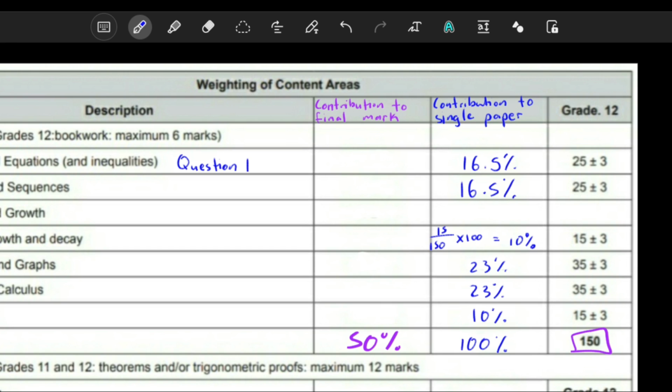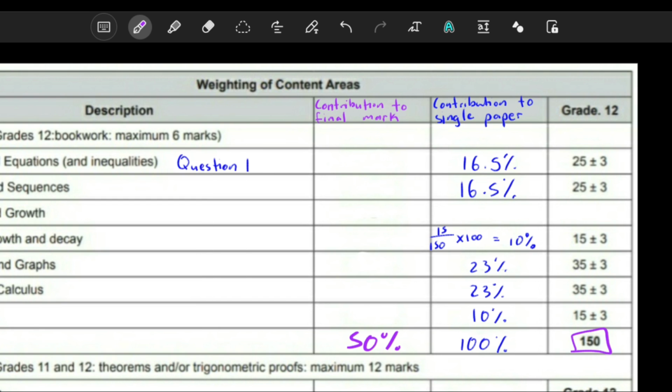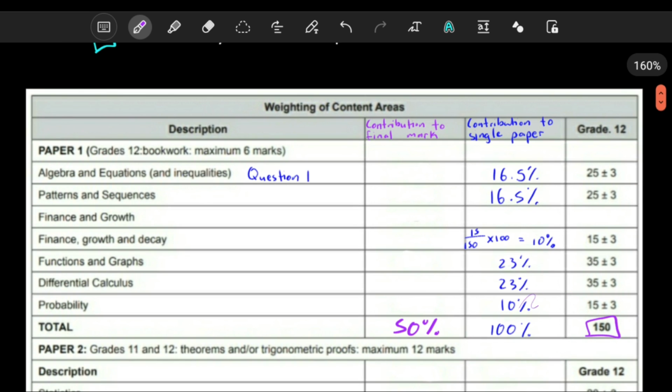Now, the big idea here is each of these, this is how much they contribute to a single paper. But then them contributing to your entire mark, remember, it's just all this divided by 2. So literally, what I mean is something like probability is going to contribute 5% to your entire mark. So this is giving you the idea that, okay, probability is not something you want to spend too much time on, but you want to spend enough time on it, you see.